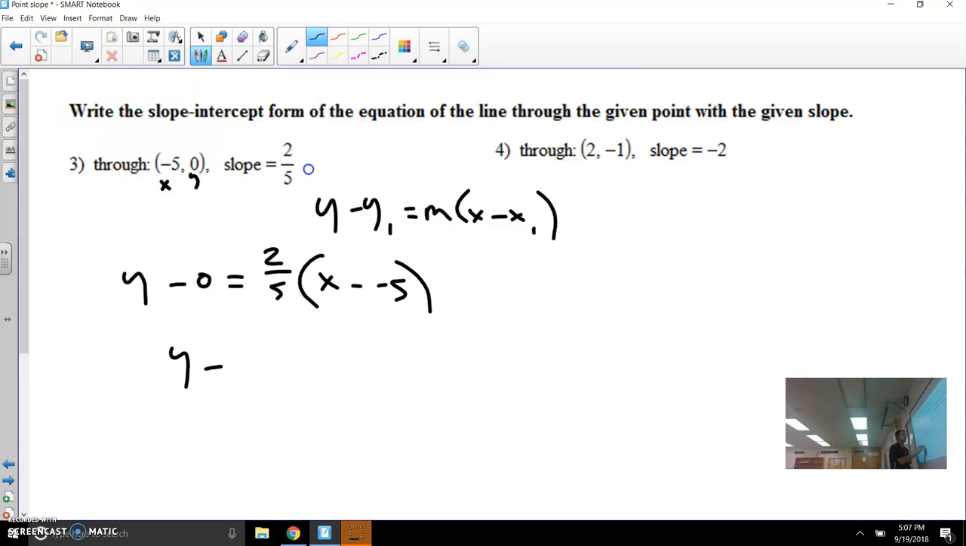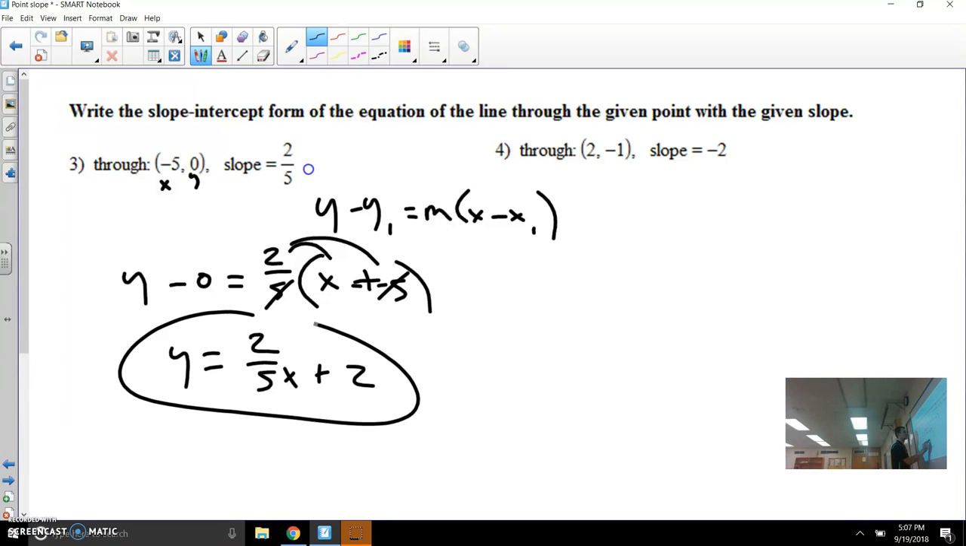On the left, we have y minus 0, which is just y. I may take a moment to change the fact that this is minus a minus, which is going to make a plus. When I distribute it, I'm pretty much done since there's nothing to move over. This is 2/5 x. We've been talking about how these 5s can cancel, and you should just get positive 2. Let's try another one, and you can try the next two on your own.